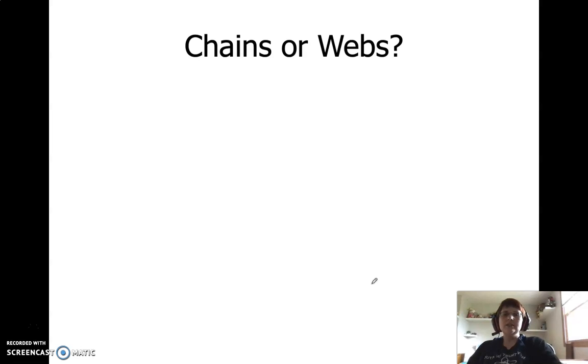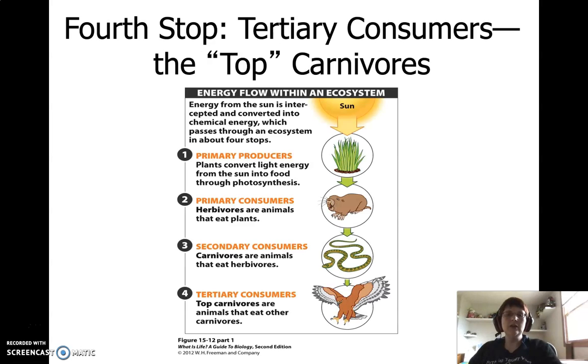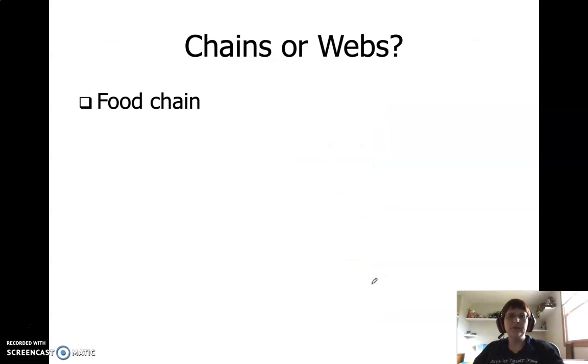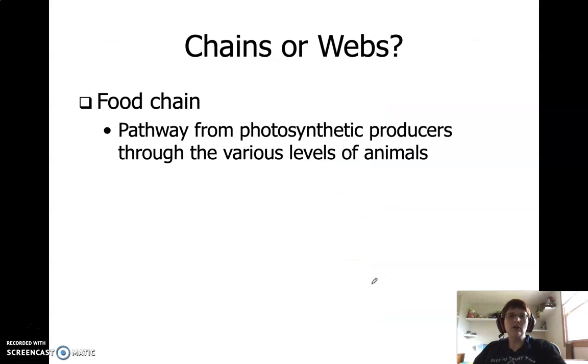So then the question is, do ecosystems really work that way? So do ecosystems look like this? You know, is it always just grass to rodent to snake to hawk? All right, and so do snakes only eat rodents? And the answer is of course not. So what we've been looking at is what we call a food chain. So this is a single pathway from our photosynthetic producers, our plants, through the various levels of animals. But that's not the only option that you have, right?